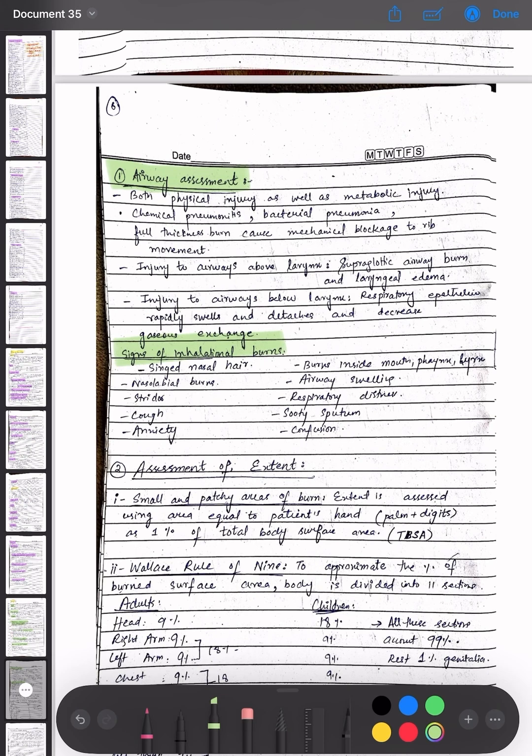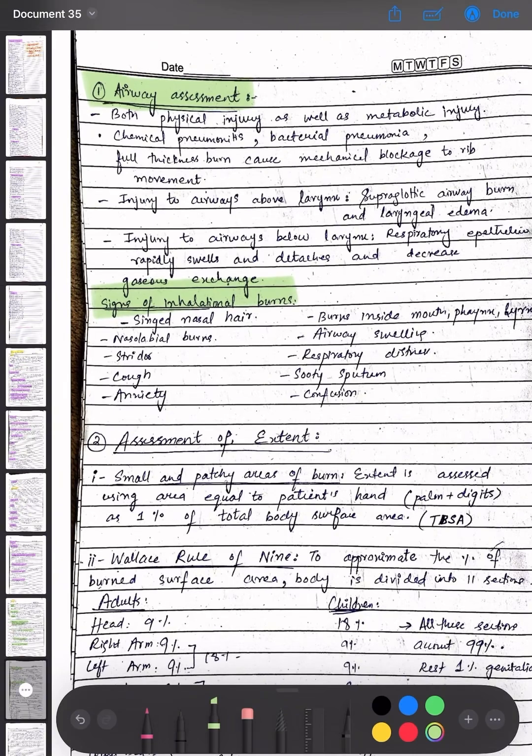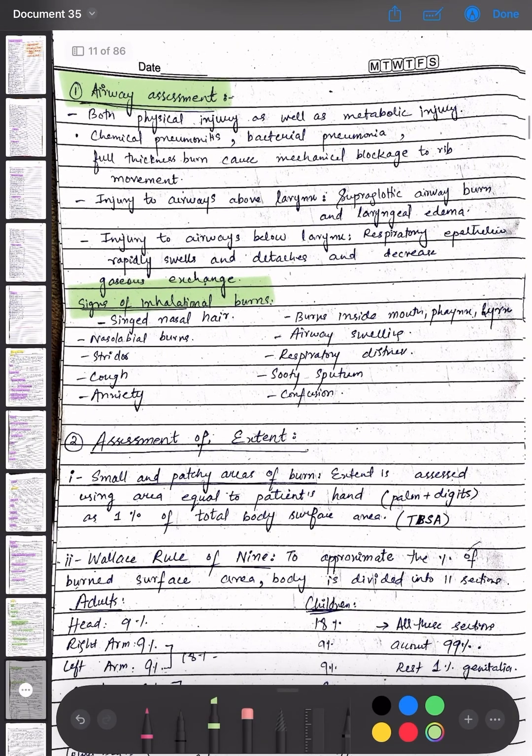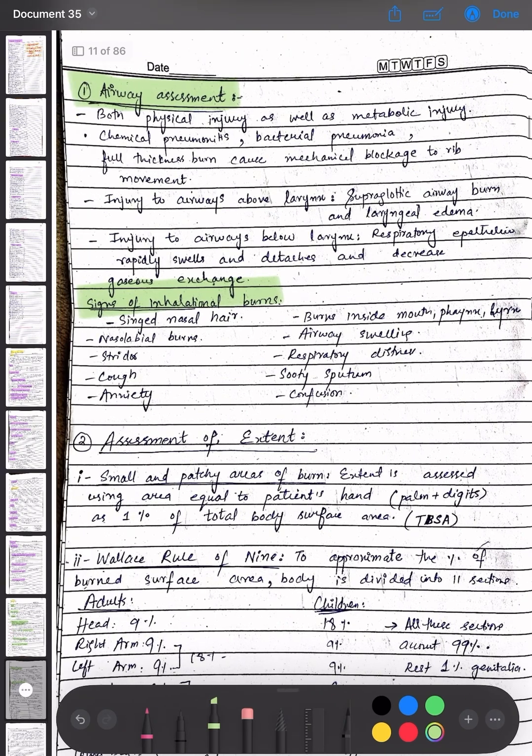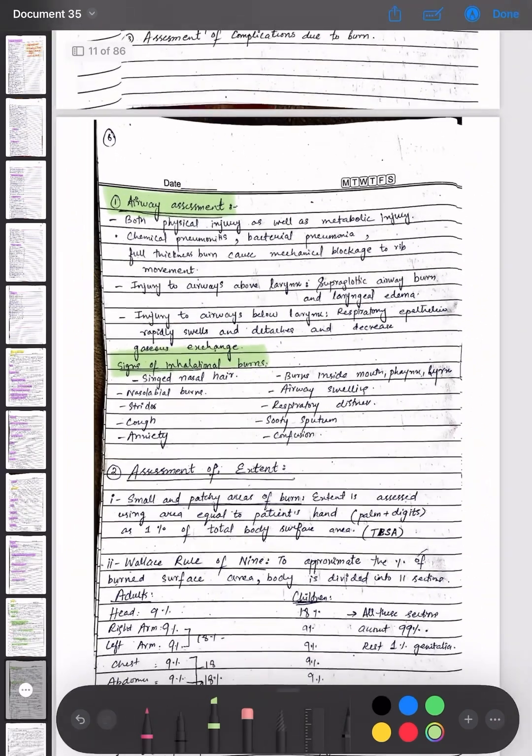How do you classify whether the burn is inhalational or not? You have to look for the nasal hairs, the nasolabial burns, the stridor, cough, anxiety, the burns inside the mouth, pharynx and larynx, the airway swelling, the respiratory distress, the sputum and the confusion. Okay, so we have assessed the airways for burn.